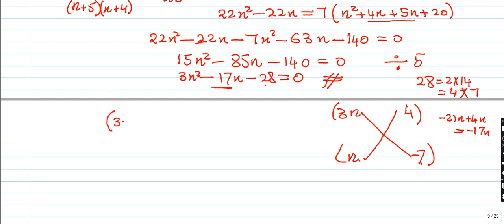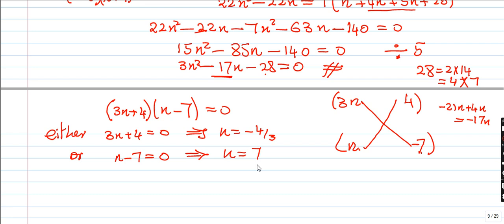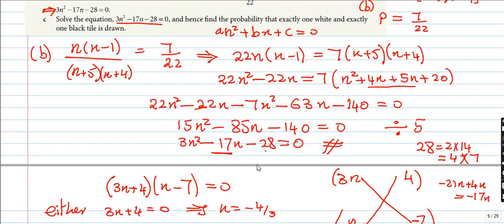So it's basically 3n plus 4 multiplied by n minus 7 equals 0. So it's either 3n plus 4 equals 0, which means n is equal to negative 4 over 3, and this is not acceptable because n is a number of tiles and should be positive. Or n minus 7 equals 0, which means n is equal to 7. This is much better, and this is in fact the solution.